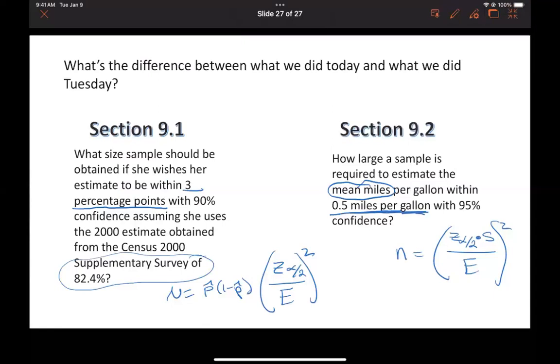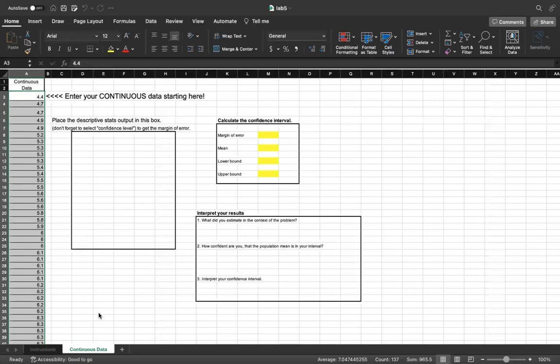All right, so let's do the lab. So this is lab 5. I just used my continuous data from way back when, from the very first lab. I got my continuous data from there, and I believe we used it again on lab 2. And so I just got that continuous data.